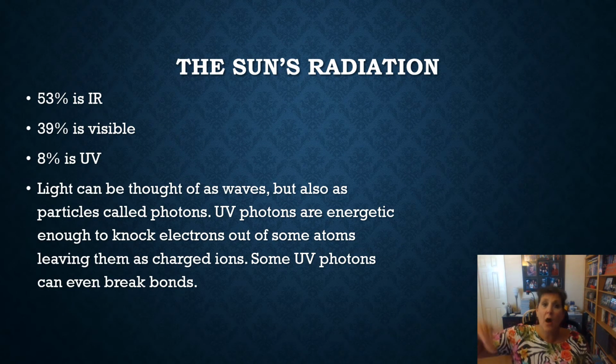So light can be thought of as waves, but you can also think of light as little particles called photons. Ultraviolet photons are energetic enough that they can knock electrons off of some atoms, leaving them as charged ions. So some UV photons can even break bonds. So again, that's why they have a lot of energy and they can cause skin cancer, because they can damage our skin by knocking these electrons off of some of the atoms and making them ions. And that's not necessarily a good thing.